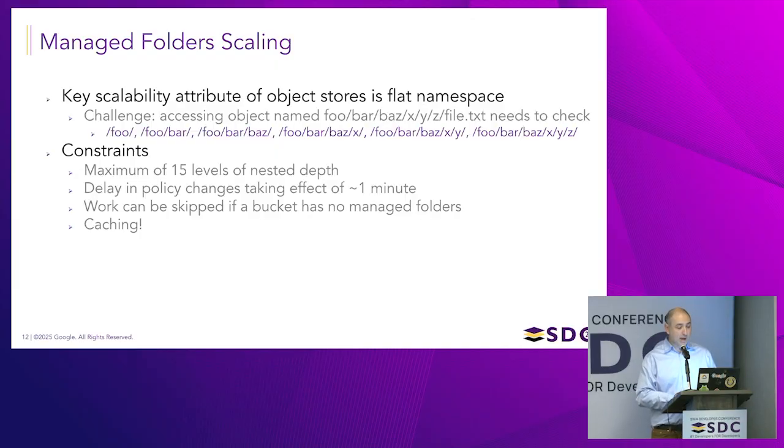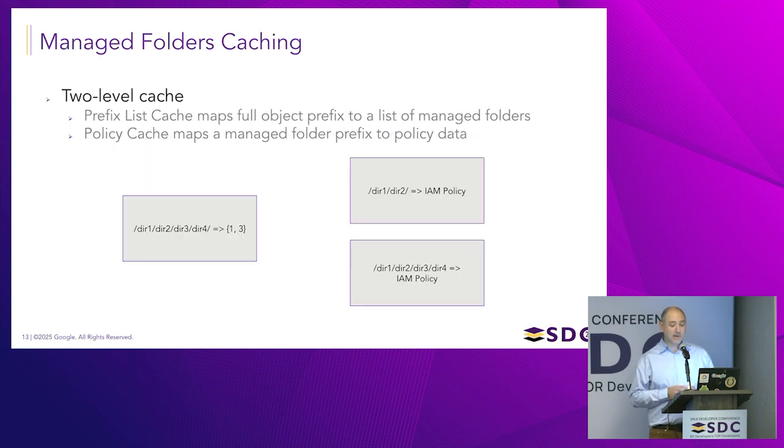I'm going to talk about one of the core caches that we use for managed folders in order to still maintain good performance. We have this two-level cache. We have a cache from the leaf prefix to the depths within the path that have a managed folder. You'll see the box on the left here, dir1, dir2, dir3, dir4 might map to a cache value of 1, 3. It's zero-based, so that means dir1 does not have a managed folder, dir2 does, dir3 does not, dir4 does. So it's telling you which of the prefixes in the path have a managed folder.